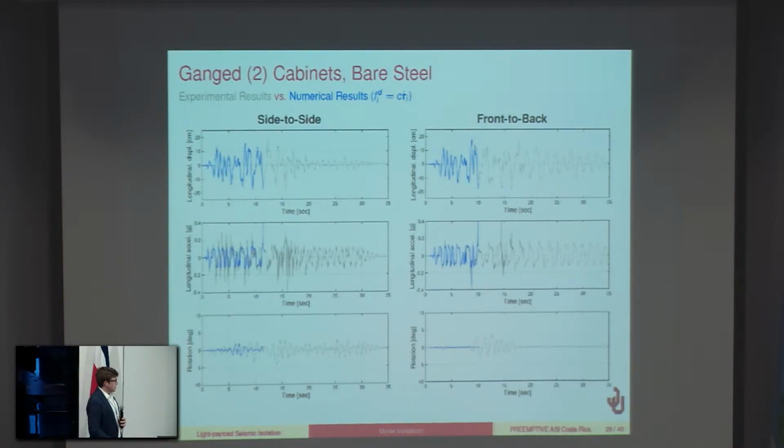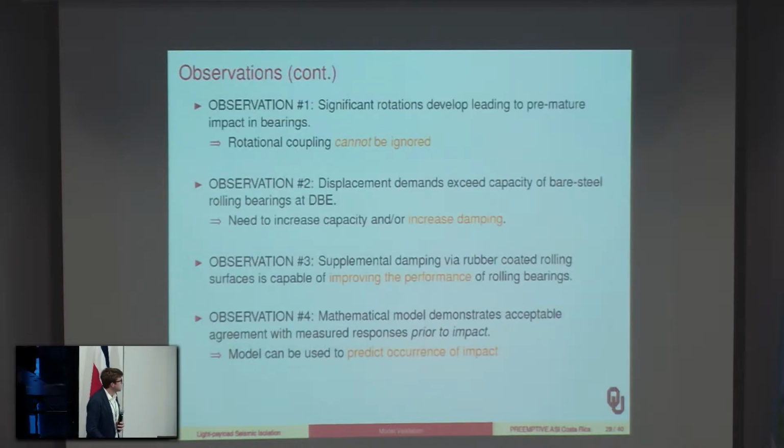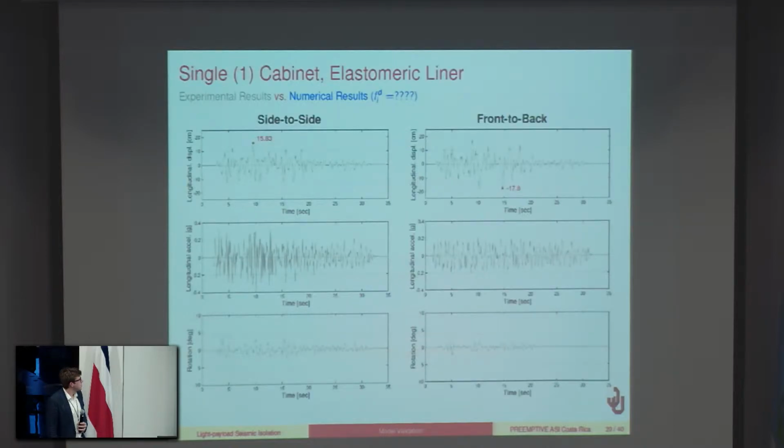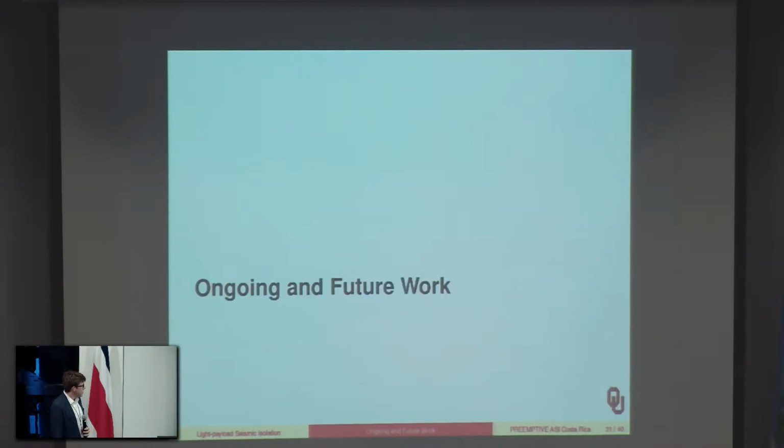For the gang cabinet, very, very similar results. So we're able to predict the occurrence of impacts like we'd like. For the elastomeric liner, this is still a work in progress. So for the bare steel, we can get away with the viscous damping model. Rolling resistance with rubber is not as nice. So these are viscoelastic materials. So we are currently working on trying to validate models for the rolling resistance. Okay, and so that was work that, again, sort of came out of these workshops.